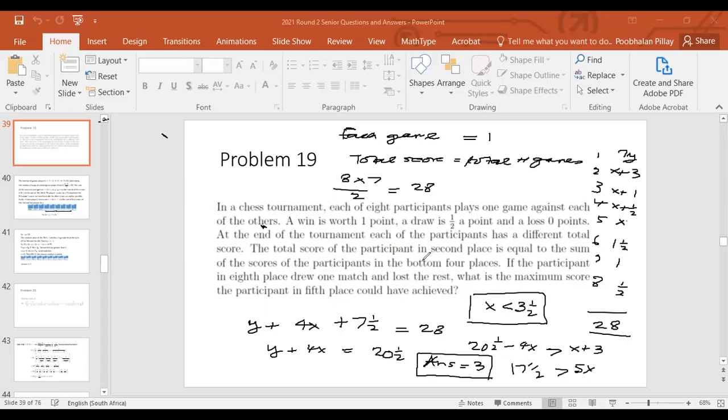Demanding problem, problem number 19. Can I just find out if anybody has got the answer 3? Wow, 5 people got the answer 3. Very good. Excellent. Okay. Well, let's hope we get a couple of people in the top. I'm quite certain there will be a number of people in the top 100.